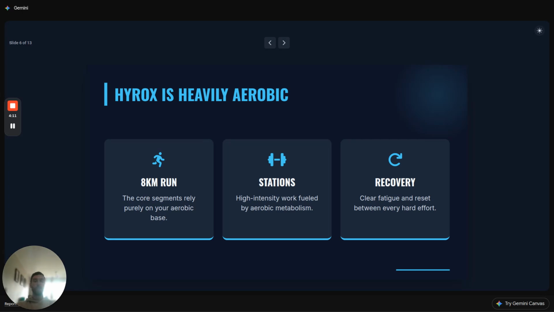And this is the part I really want you to understand. Your aerobic system isn't just helping you run. It's also helping you recover between the hard efforts. So you finish your sled push, your breathing's high, your legs are loaded, and then you have to run again. Your ability to produce energy aerobically helps you deal with that fatigue and get back to producing energy efficiently. Then you hit another station, then you run again, and you repeat the process for the entire race.